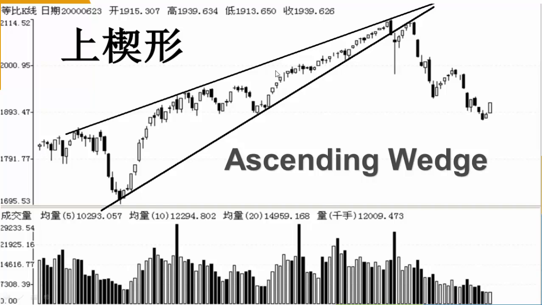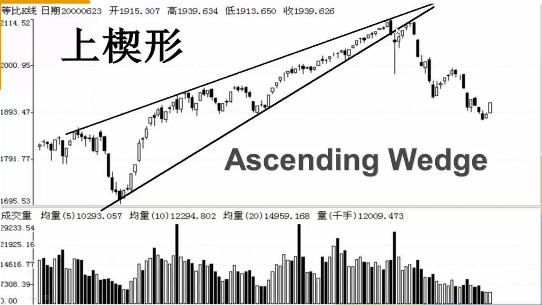Okay, this is the three highs, and we can connect two lows. Then this is the ascending wedge. If you see the ascending wedge, it means this is a top reversal. This is the top reversal.